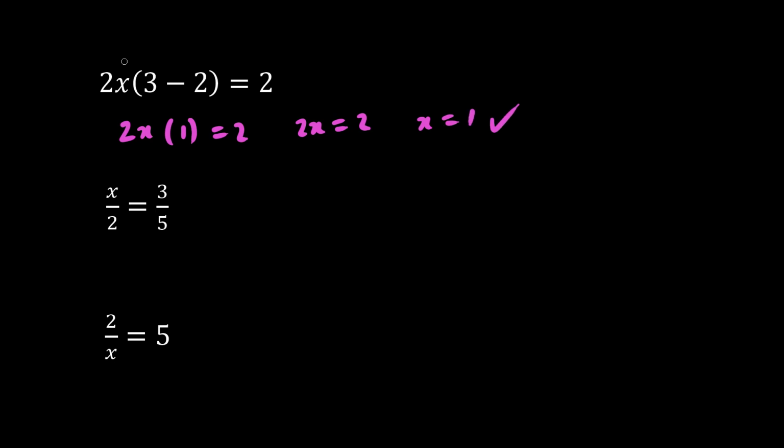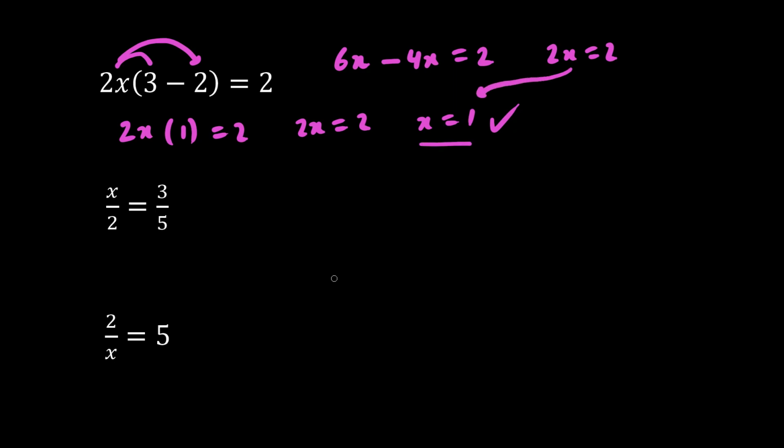Another way of doing this question is to use distribution. 2x times 3 is 6x, and 2x times negative 2 is negative 4x. We have equals 2. What is 6 minus 4? We have 2x equals 2, and dividing both sides by 2, we have the same result, x equals 1.